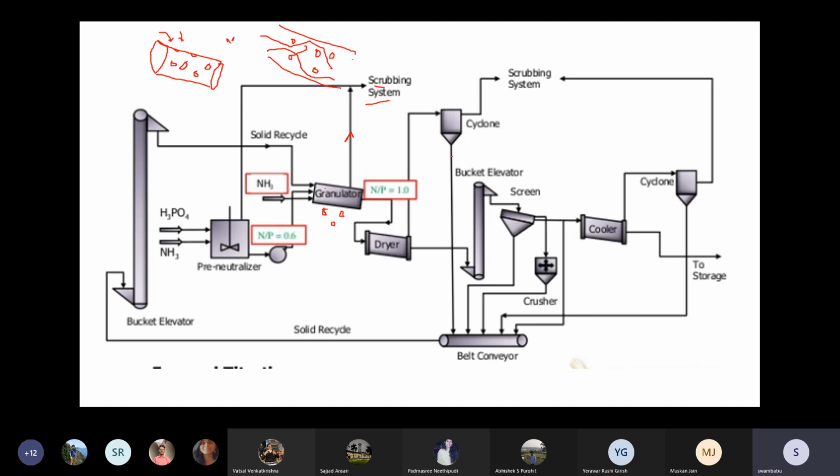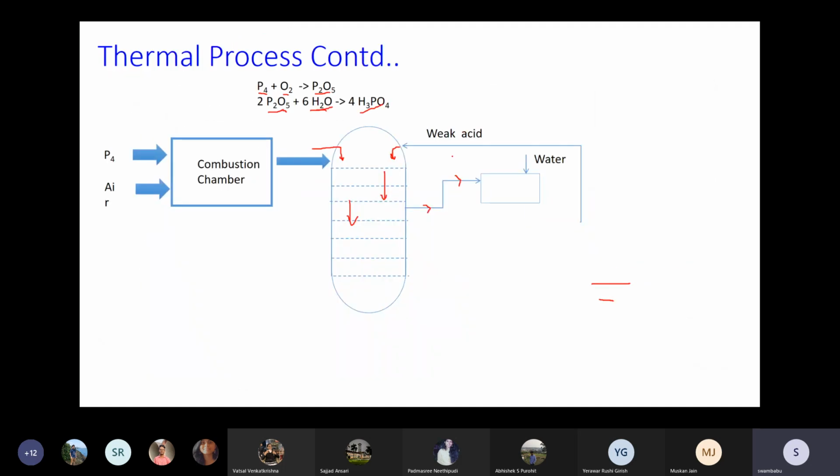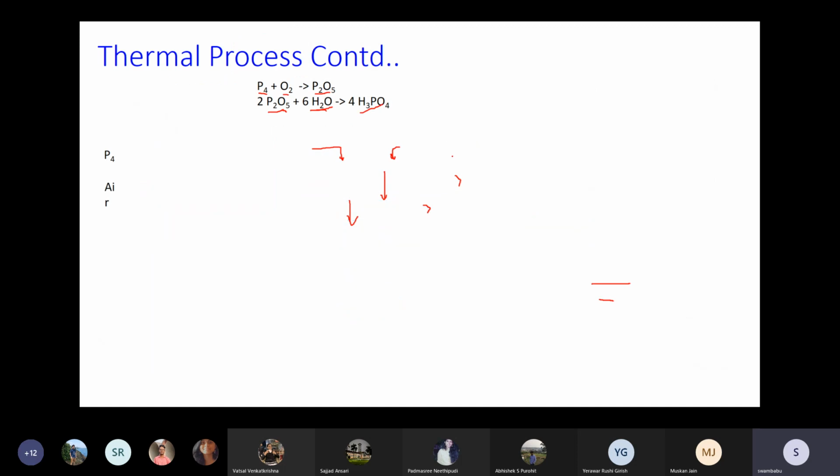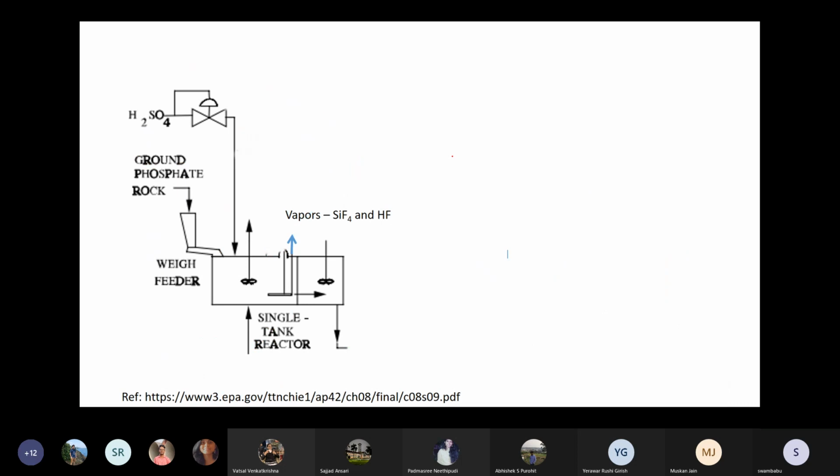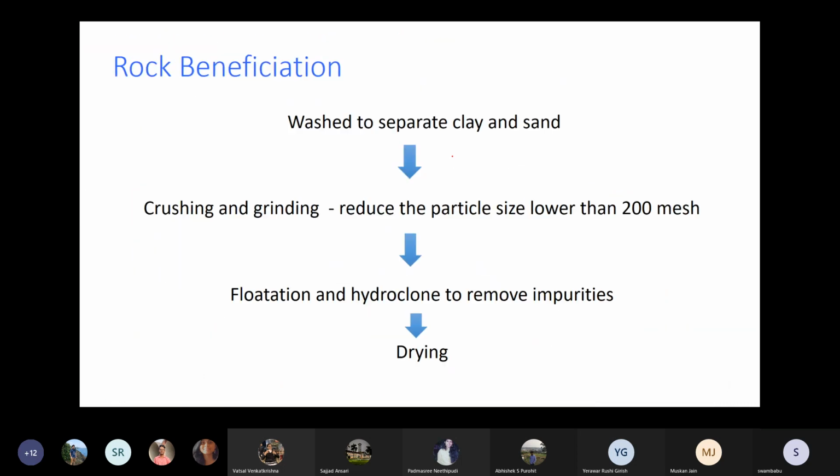We also talk about drying here. This is called a rotary dryer. Rotary dryer is also called a kiln.